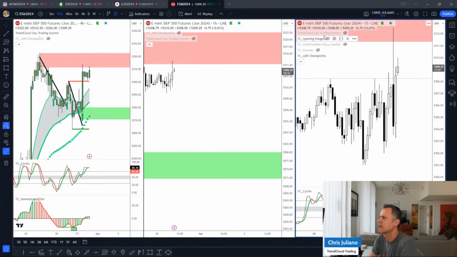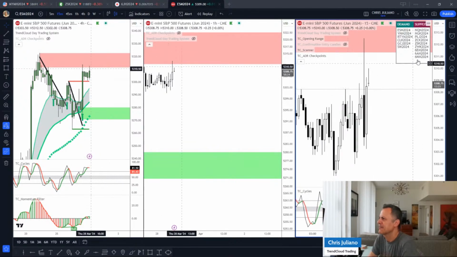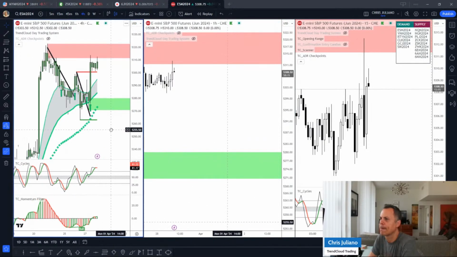Let's get our... Oh, my scanner is gone. What happened here? Oh, there it is. I've got the scanner set here. I'll just wait for some people to get into the room before we start.